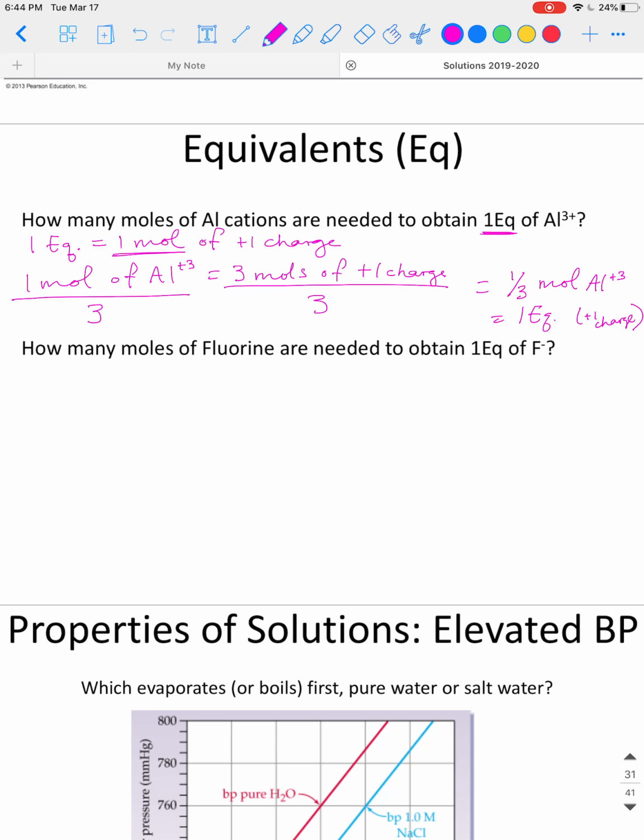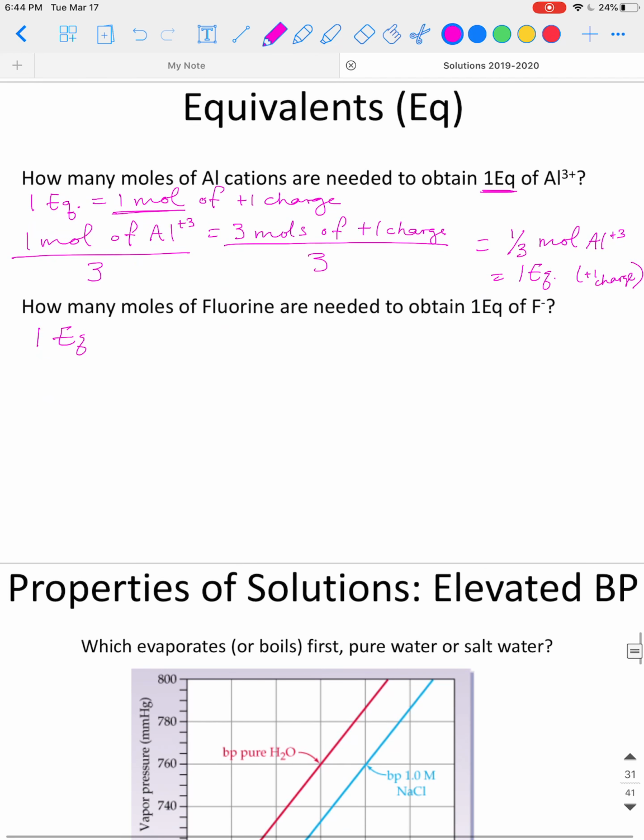So just like we can have a mole of positive charge, we can have a mole of negative charge. Okay, fluorine is an anion, carries a negative charge. 1 equivalent is still 1 mole of charge, and it doesn't matter. Honestly, if we scroll back up, it doesn't matter if the charge is plus or minus. Okay, it doesn't say. It just is 1 mole of charge. Charge can be plus charge or minus charge. So 1 equivalent here of fluorine, well, we know 1 equivalent equals 1 mole of charge. It's just in this case we're talking about negative charge since we have an anion.